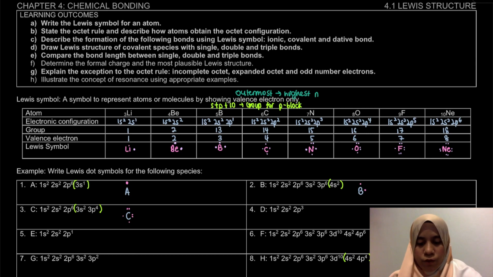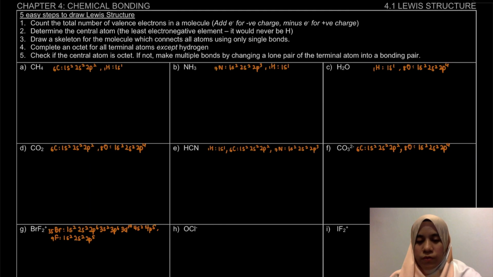And in this video, we're going to draw the Lewis structure of covalent species with single, double, and triple bonds. Previously we have only looked at the cases of fluorine, oxygen, and nitrogen, the diatomic molecules. So right now we're going to look in detail at more examples of covalent species. On your notes, it will be on page 5.